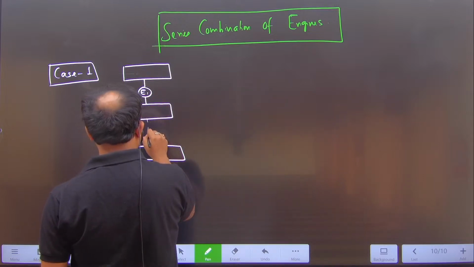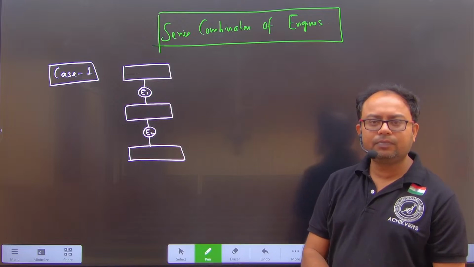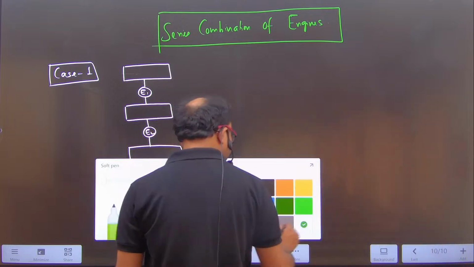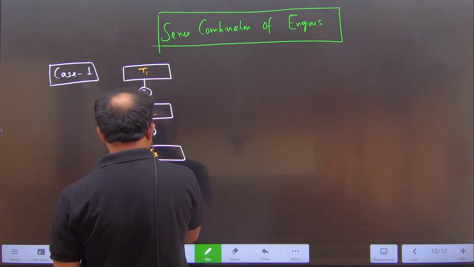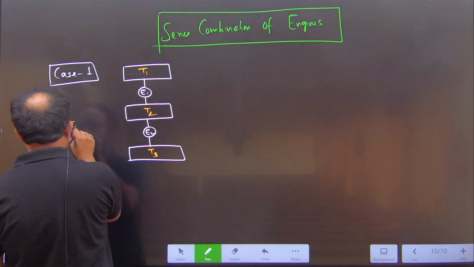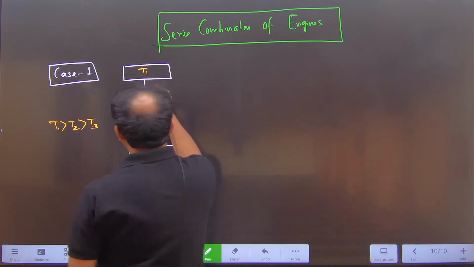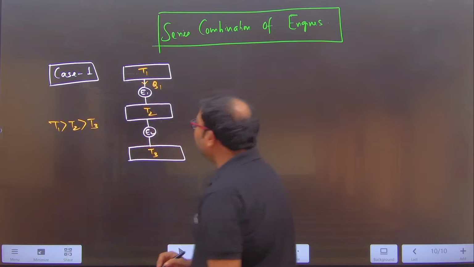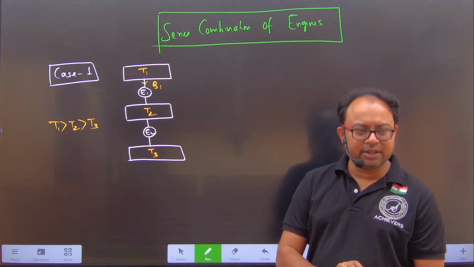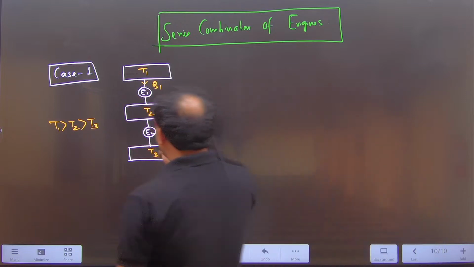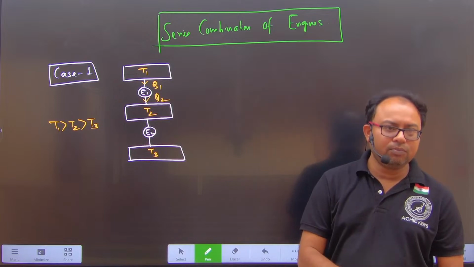E1 and E2. Let this temperature be T1, this be T2 and this be T3, in the order T1 greater than T2 greater than T3. Let Q1 amount of heat be withdrawn from the hot reservoir at temperature T1 by the engine E1, and Q2 be released to the cold reservoir T2.